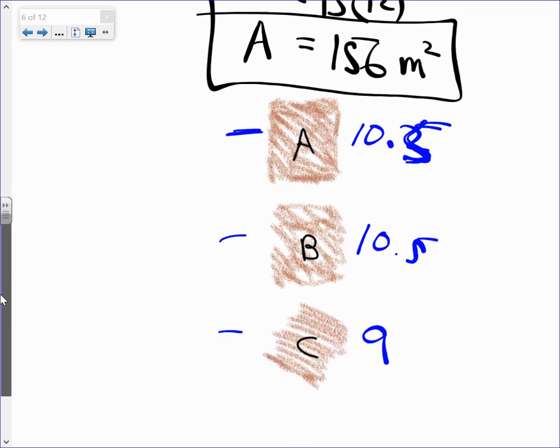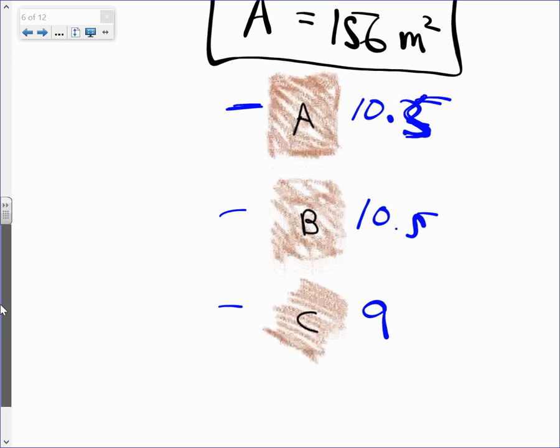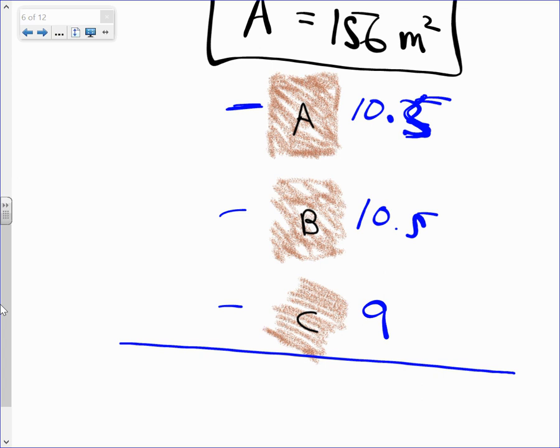Is it 132? I think you're right. Subtract it from that? Sounds good to me. Let me just double check because I don't trust you. Just kidding. Just playing.